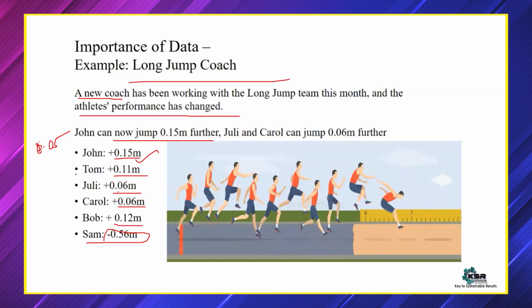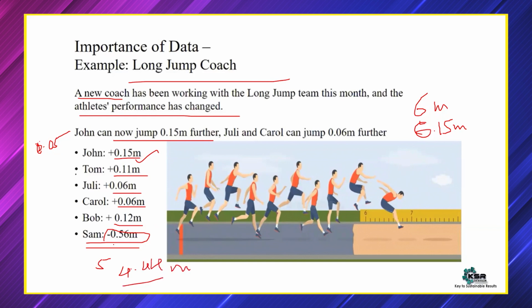Julie has also improved her efficiency by 0.06 meters. Whereas only Sam's record has decreased, by 0.56 meters. Assume that John was earlier jumping 6 meters. Now he's jumping 6.15. This is how this question goes ahead. But Sam, who earlier used to jump 5 meters, has decreased to 4.44 meters.